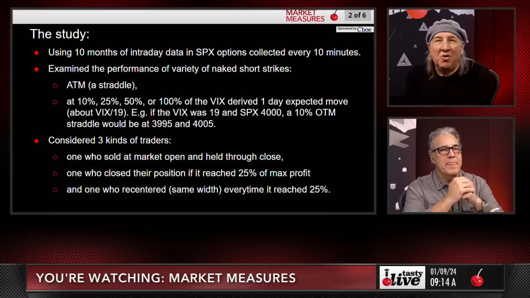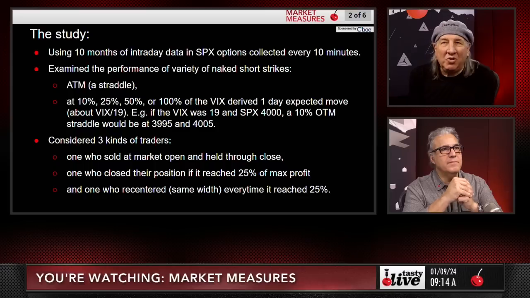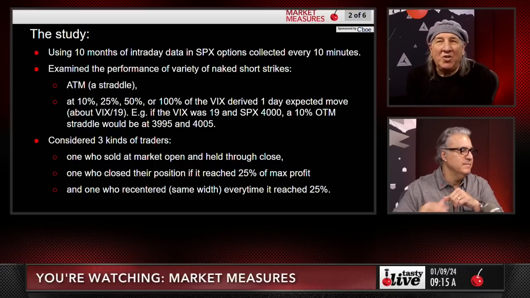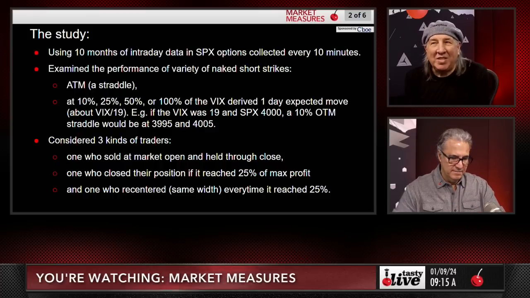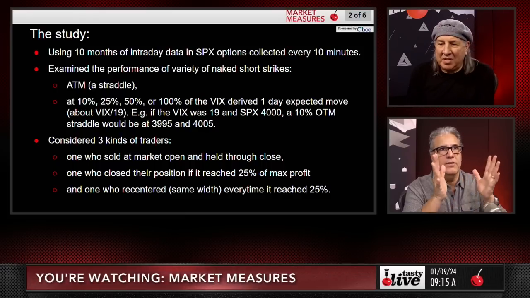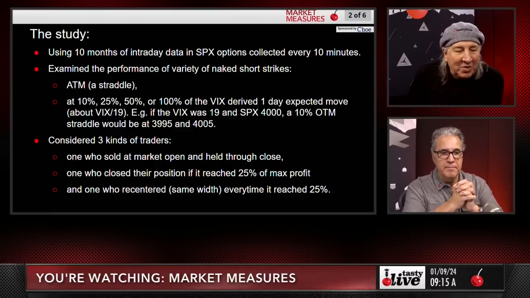So we considered three types of traders: one who sold at the market open through the close, one who closed their position if it reached 25% of max profit, and one who recentered, same width, every time it reached 25%. Very good. With the VIX at 13 or 14 now, these numbers would be even tighter than the $10 that you have, 5 on each.